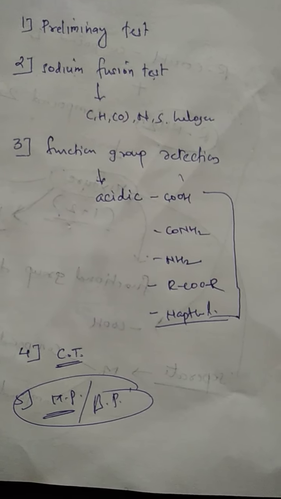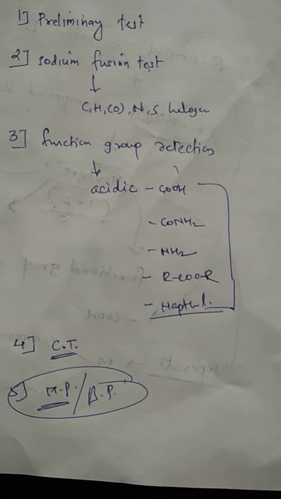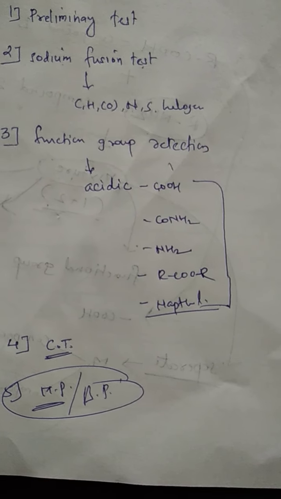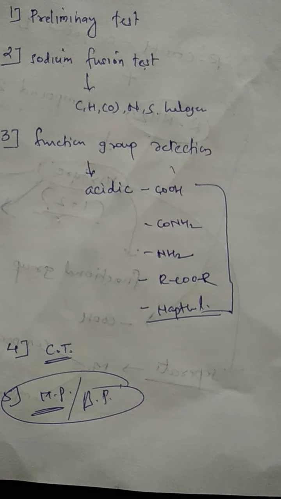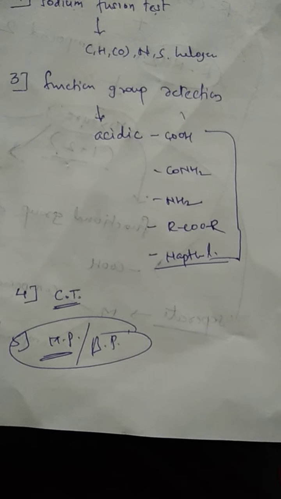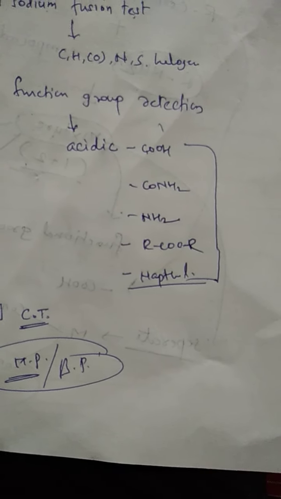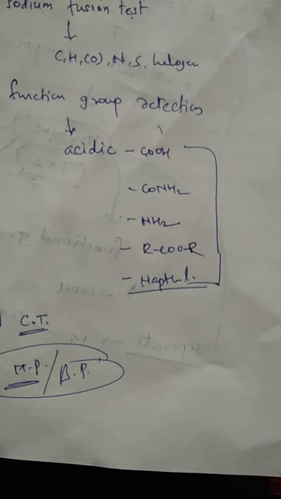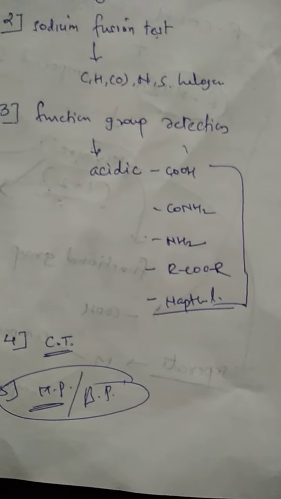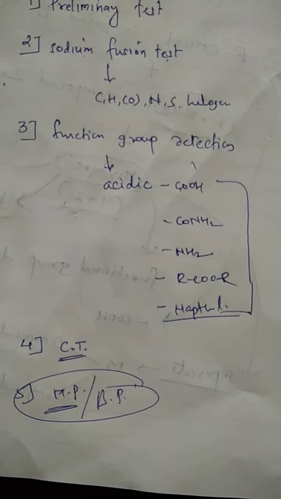Second one, you have to go for the sodium fusion test. It is also called Lassaigne's test. You can identify in the given compound whether nitrogen, sulfur or any halogen like chlorine, fluorine are present or not. Then you can go for the functional group detection of the compounds, that is whether it is acidic, amine, amide, ester, ether, ketone, like this they are present or not, that you can identify by this third step, that is the functional group detection.